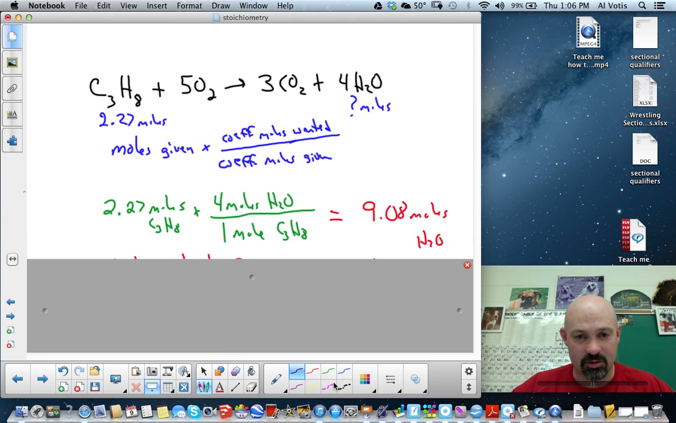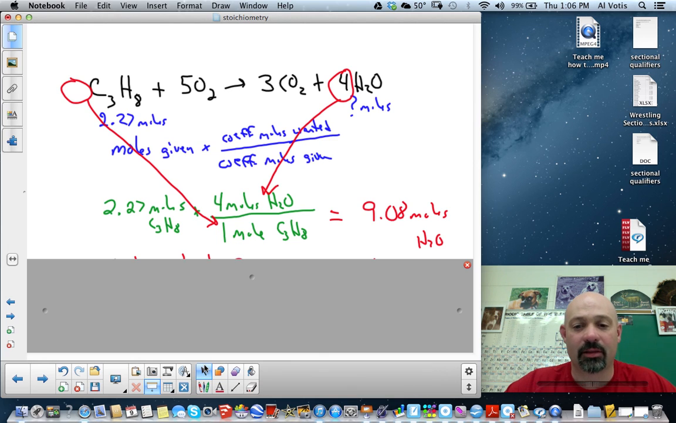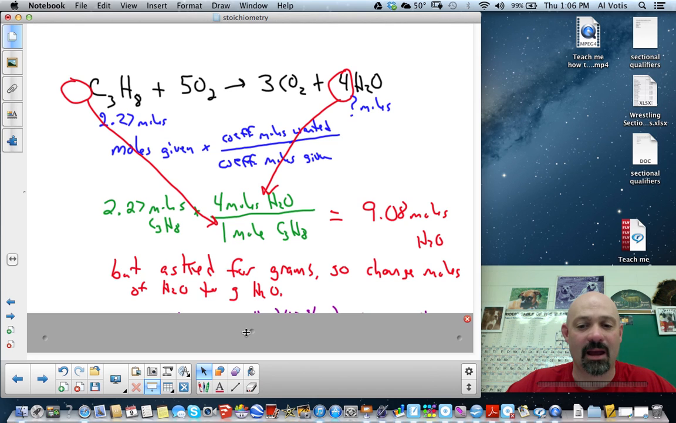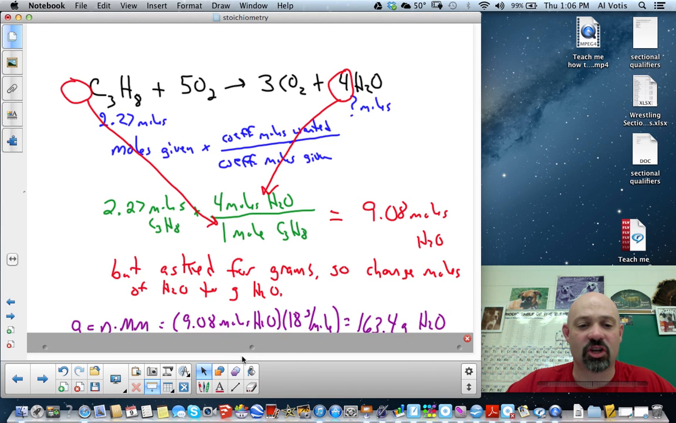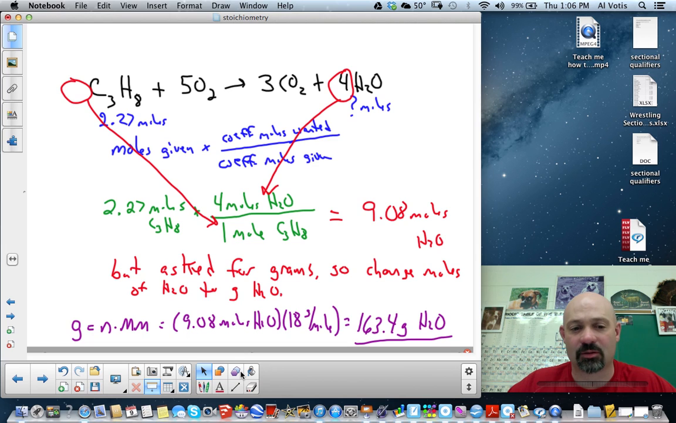I want the 4 because that's where my question mark is. That is my coefficient of moles of what I want. And my given substance is what I started with. That's a 1. That's where that number comes from. So that gives me 9.08 moles of water that are going to be formed. Okay, that's my conversion. But I'm not done yet because they actually asked me for how many grams of water. So I need to change moles of water into grams of water.